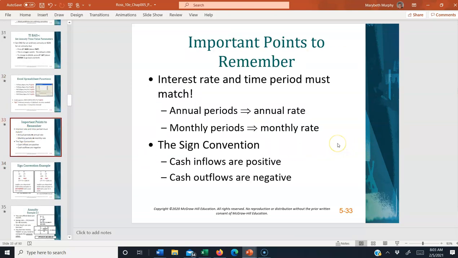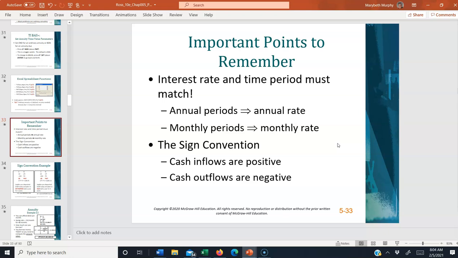Okay, important points to remember. The interest rate and the time period must match. What does that mean? Annual periods, you would use an annual rate. Most of the time, an interest rate is quoted as an annual rate. If it's not an annual rate, they will tell you what it is. So they might say 1% per month. But if they say just 12%, you assume that's for a whole year.